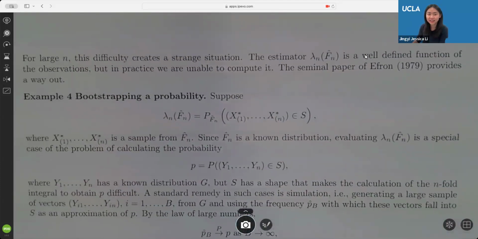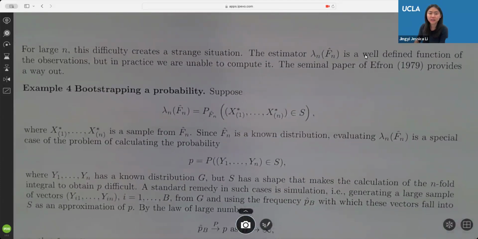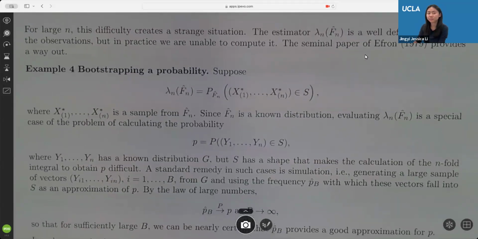Okay, for large N, this difficulty creates a strange situation, right? The estimator lambda n fn hat is a well-defined function of the observations, but in practice, we are unable to compute it. The seminal paper by Efron provides a way out: bootstrap. So what is bootstrap?